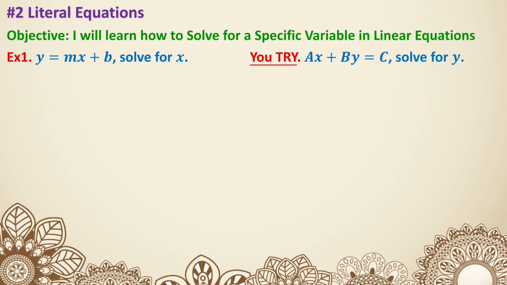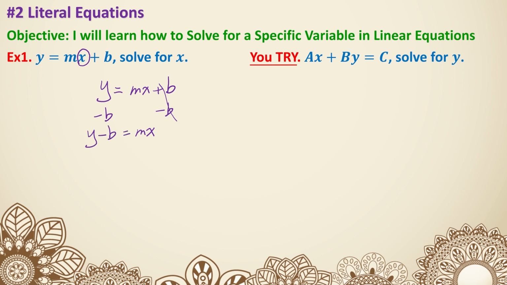Example 1 and 2. 1. Solve for x. Well, x is right here, so let me copy it down: y equals mx plus b. That means the first thing, we need to subtract b on both sides. So we got mx still left on the right side, left side is y minus b.